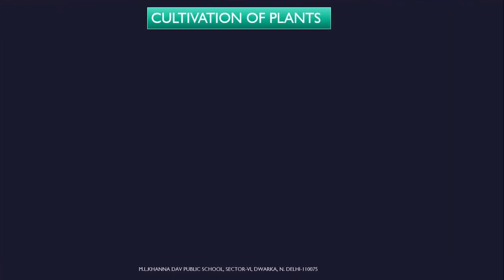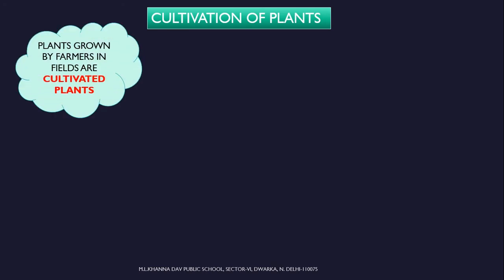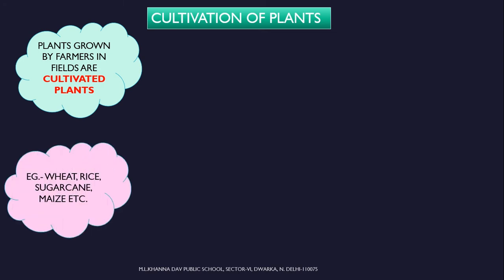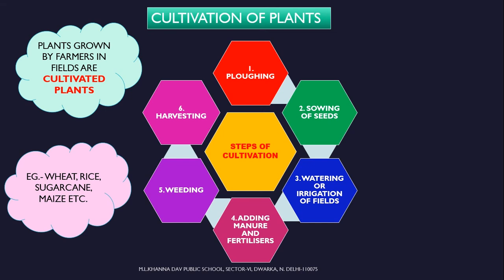Now, we will be discussing another topic, that is cultivation of plants. We grow some plants for our needs, and the special plants which are grown in fields for our needs by farmers are called cultivated plants. So you have wheat, rice, sugarcane, maize, etc., which are grown in a huge field, and these provide food to us and they are very important to us. So let us see what are the different steps involved in cultivating these crops.